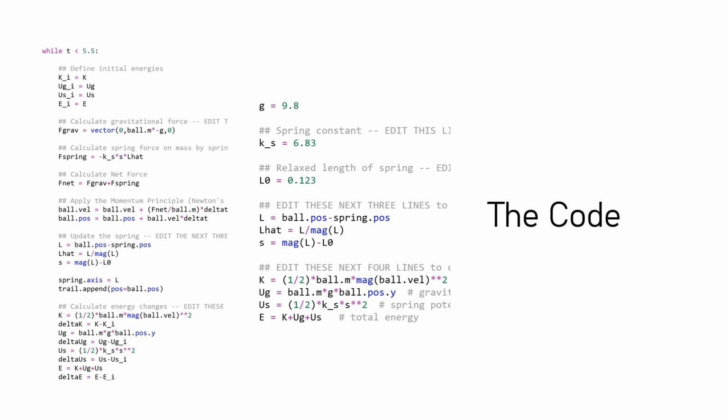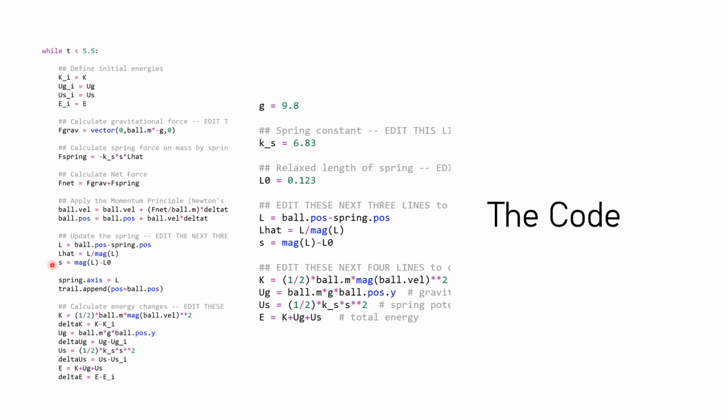Okay, so now for the code. Starting over here, we have the gravitational constant 9.8, and we calculated the spring constant to be 6.83 Newtons per meter, and the relaxed length of the spring to be 0.123. Here we calculate that L is the position of the ball minus the position of the spring, L hat is L divided by the magnitude of L, and S is the magnitude of L minus L naught. As we saw in the introduction with the different energy equations, we just plug in the relevant values into those equations here, and then we add them all up using the energy principle.